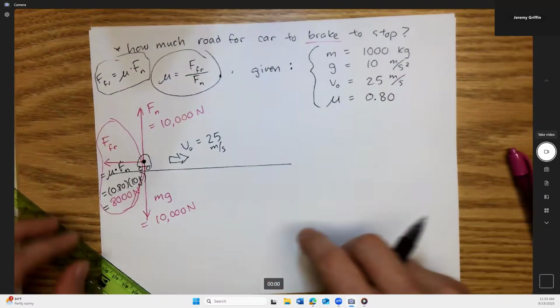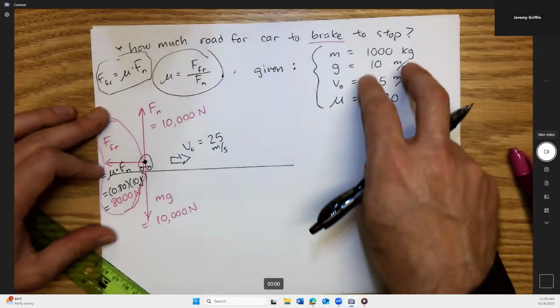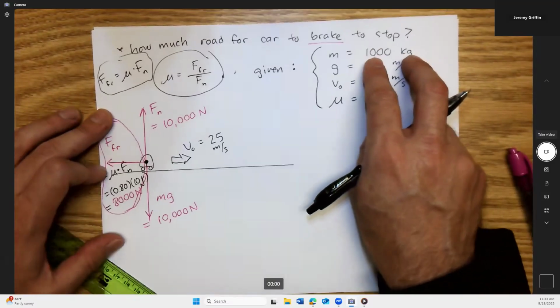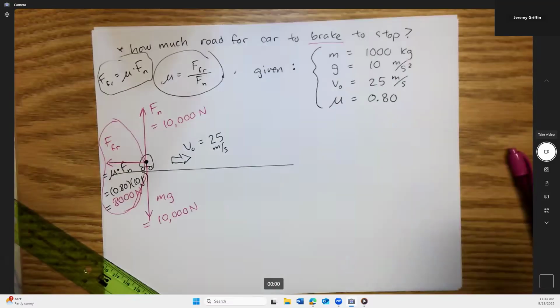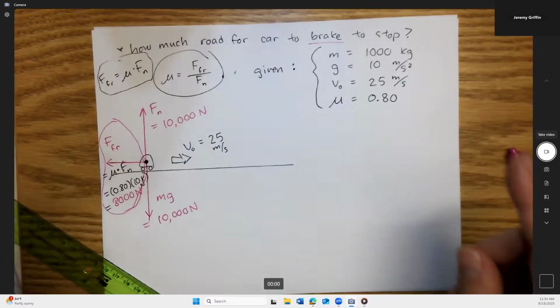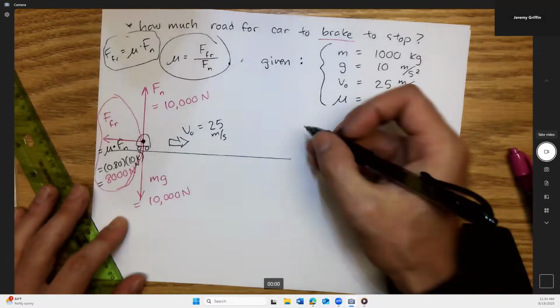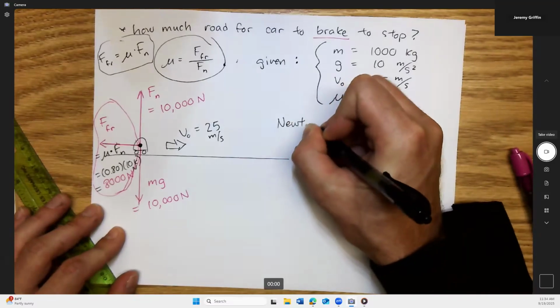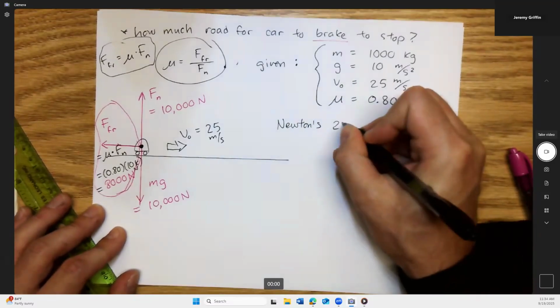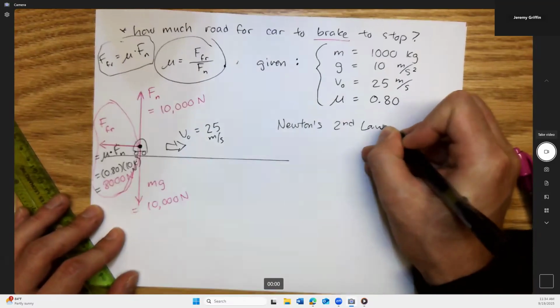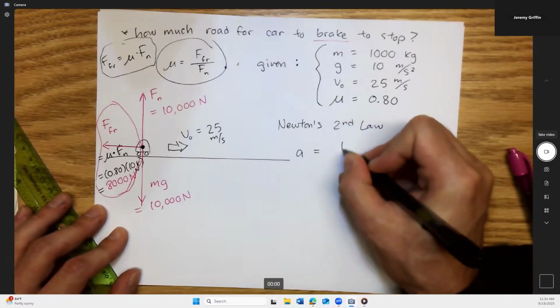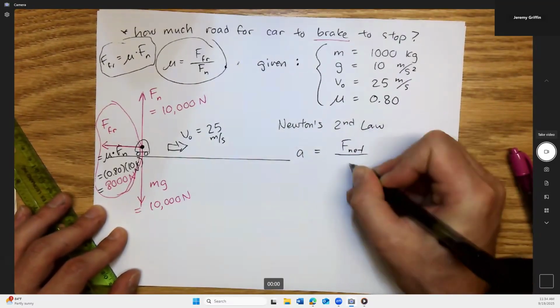Okay. So now that you know the forces on this car and you know its mass, let's see. I know the forces. I know the mass. That means I can solve for the acceleration. If you know force and you know mass, acceleration. Aha, acceleration. So that's called Newton's second law of motion. Okay. The acceleration is the net force divided by the mass.